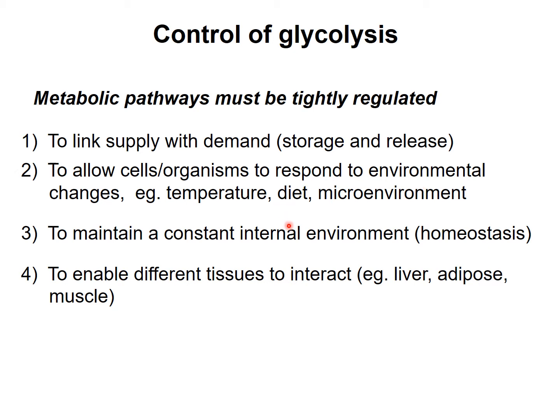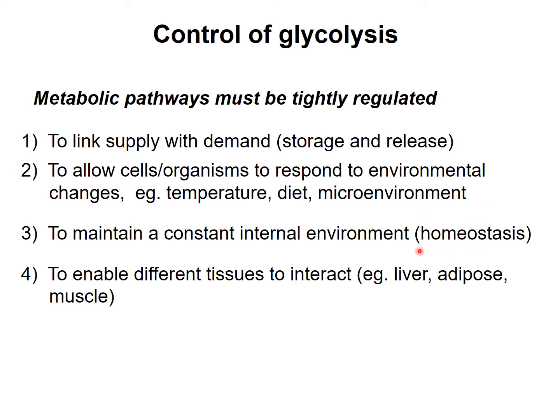A third factor is about maintaining a constant internal environment in a process known as homeostasis. So you can see the human body as a tightly regulated system. Parameters such as body temperature, blood pressure, or even our chemical constituents are maintained within a small range of values. That's because for enzymes to function optimally, these physical conditions must be controlled. And therefore, glycolysis must also be regulated to make sure that the internal environment, especially our body temperature, is well regulated.